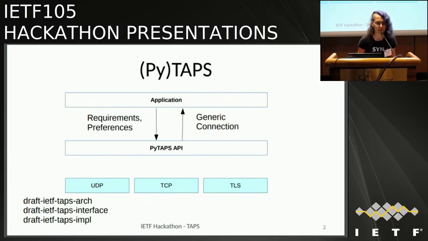So the idea is the application specifies some abstract requirements, and then it gets a generic connection, and the application doesn't have to care whether it's a new transport protocol. And this is being worked on by the TAPS working group right now in those three drafts.